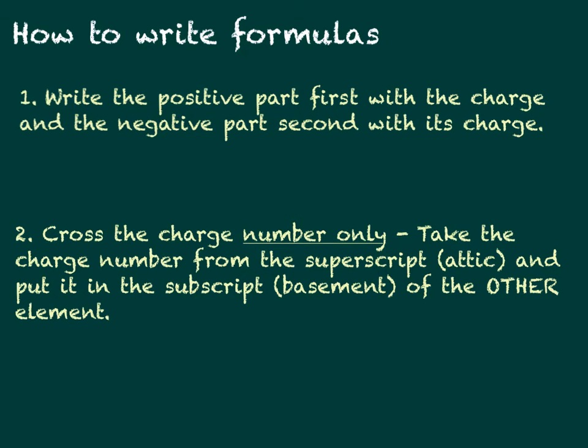When we write formulas, there is a 4-step process we need to follow. Step number 1 is to write the positive part first with the charge and the negative part second with its charge. So if we were trying to write the formula for magnesium oxide, we have magnesium, and it has a symbol of Mg and a charge of +2 that's going to combine with oxygen, which is O, and has a charge of -2. We know what these charges are based on the location of these elements on the periodic table.